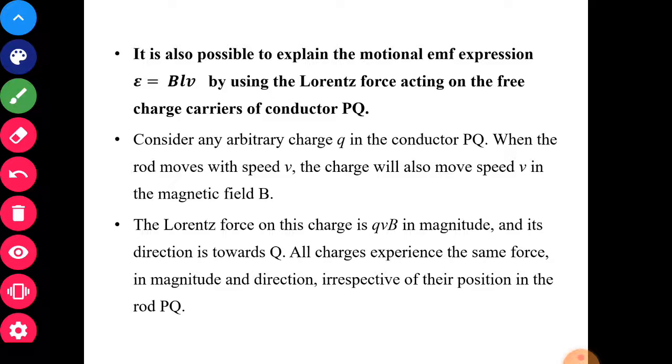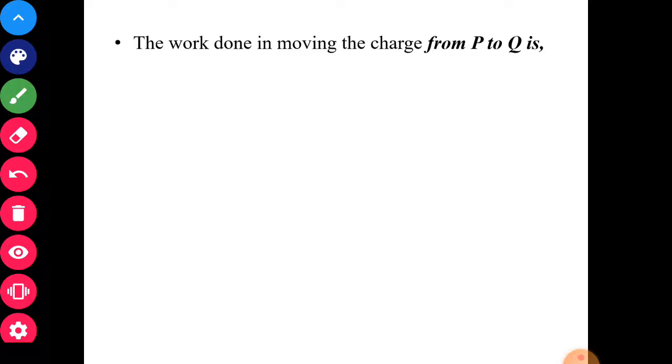So the force acting on those charge carriers is QVB, and its direction is towards Q. All charges experience the same force in magnitude and direction irrespective of their position in the rod PQ. Wherever the charge is located, the location doesn't matter. The charges are experiencing the force towards Q, and because of this force, these charges come into motion.